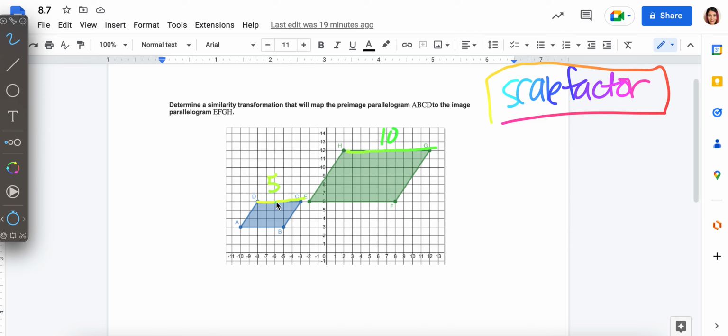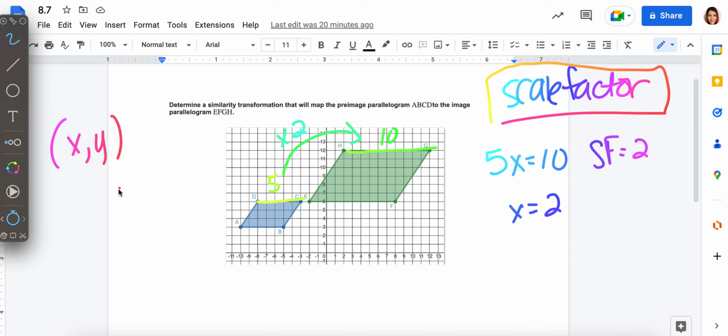Since this is our original image, and the green is our transformed figure, we're saying, what did we go from here to here? Well, we multiplied by 2, right? So scale factor is always multiplication. So 5 times what gives me 10? Well, it gives me 2. So my scale factor is 2. So we know our rule for our scale factor. When we write our rule it becomes 2x and 2y.